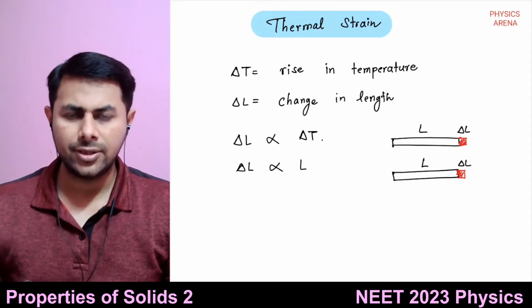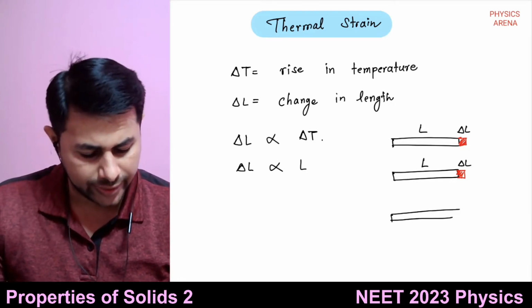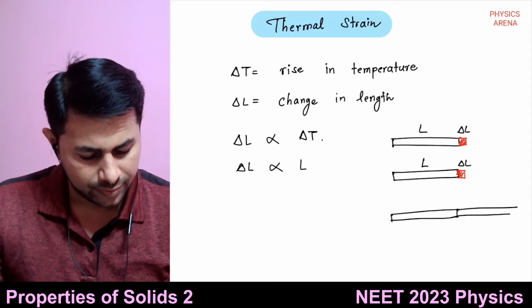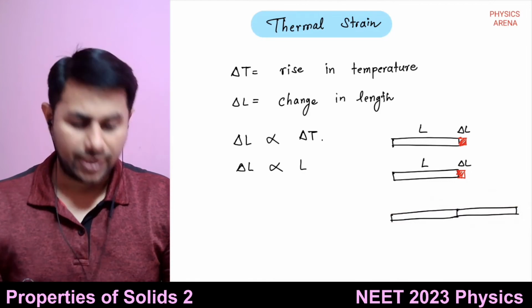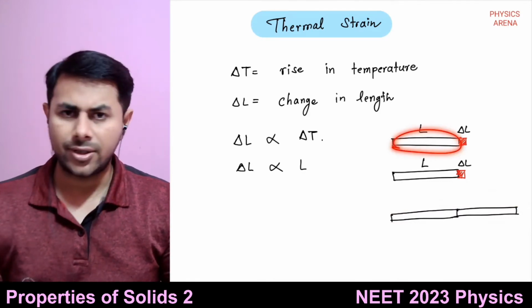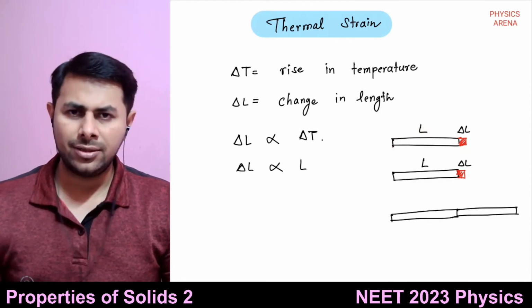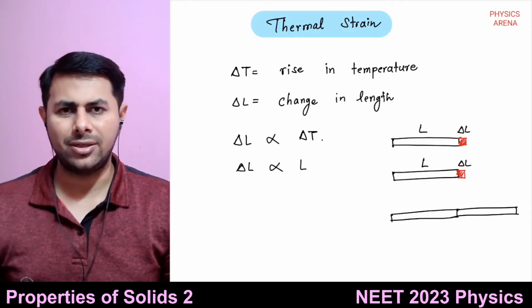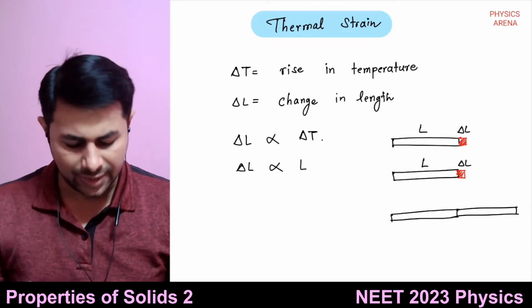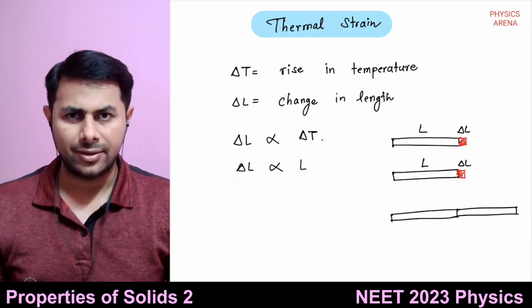Now you connect those two rods together, you stick those two rods like this. So now you get this big rod having twice as much length compared to this rod. Now how much will be the increment in the length? It will be 2 times delta L, right? For the same increment in temperature, the increment in length will be 2 times delta L. And that's why we can say delta L is directly proportional to the length of the wire.